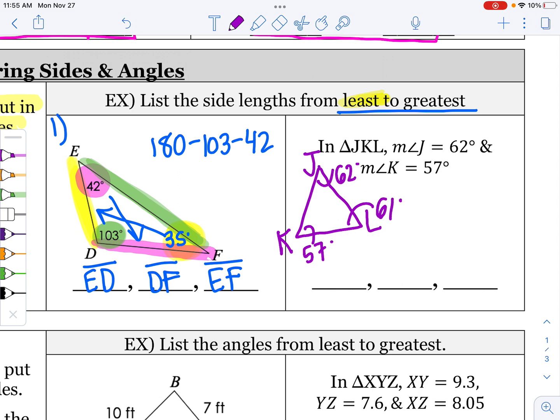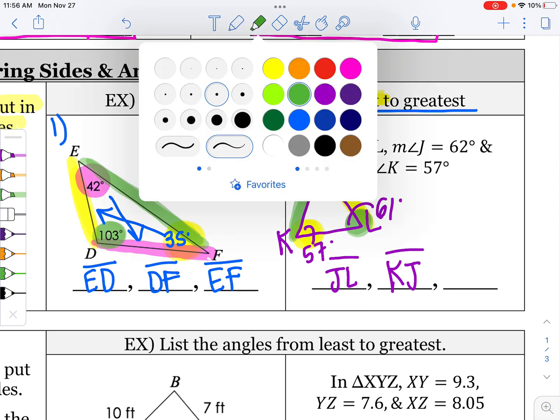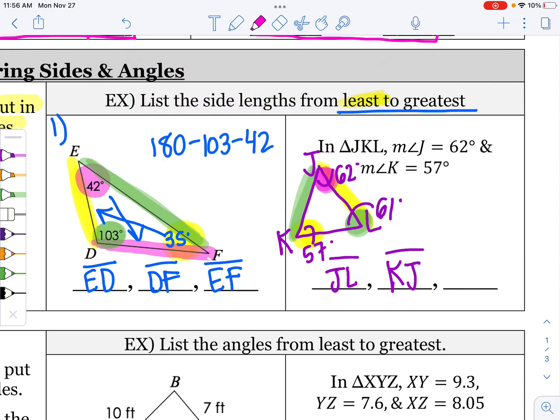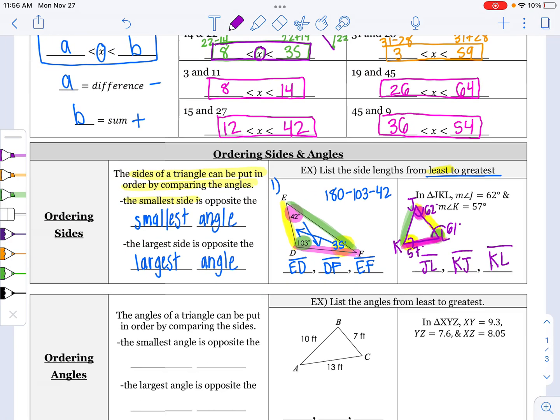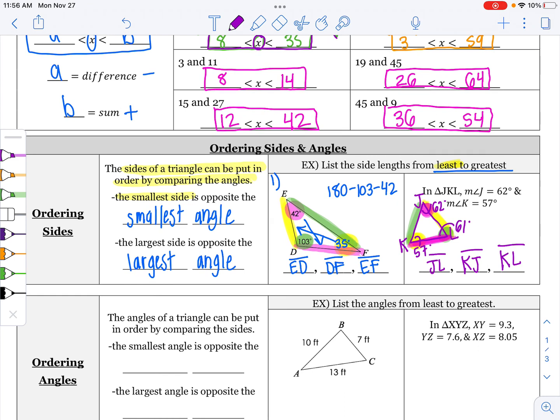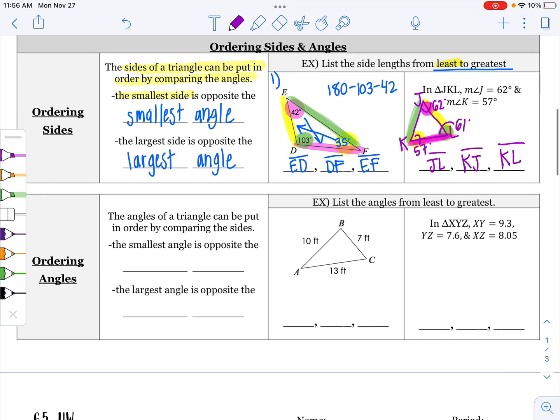Why does that help me put them in order from least to greatest? Because now I can just look at this and see that the smallest angle is 57. So the other two letters, that's going to be JL. The medium angle is 61, so the medium side length is going to be KJ. You could write KJ or JK. And then our longest side is going to be this last one. This last one is 62, the biggest angle, so the biggest side will fall across from that, which will be KL. That's from least to greatest. We could also reverse this order and go from greatest to least, which of course would just allow these values to switch. They would just go in the reverse order.